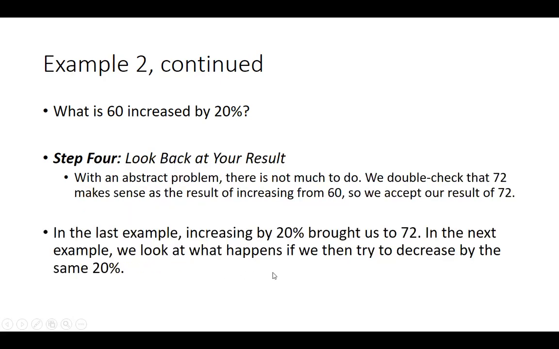Looking back at our result, well, looking back at an abstract problem, there's not much to do. We double check that 72 makes sense as the result of increasing from 60, and it does, so we accept our result of 72. In the last example, we saw that increasing by 20% brought us to 72. In the next example, we look at what happens if we then try to decrease by the same 20%.